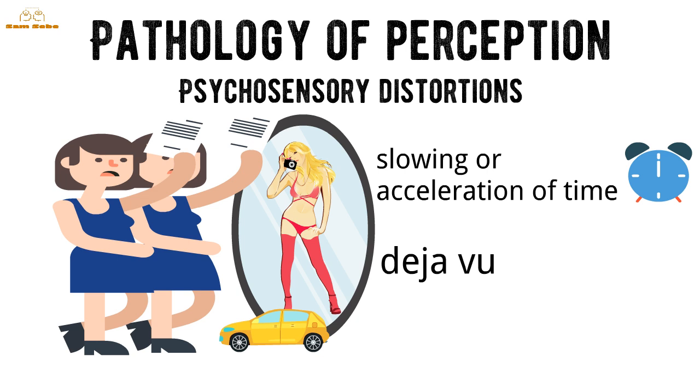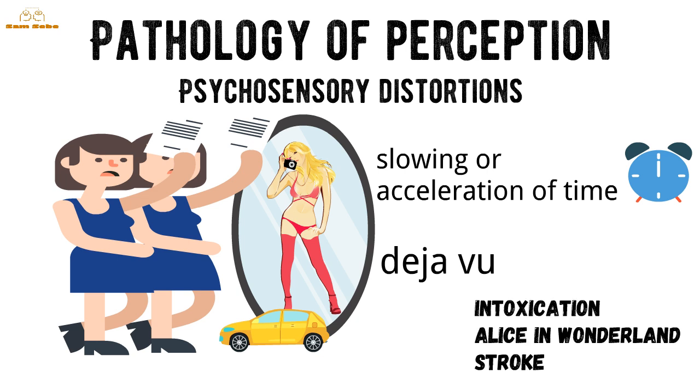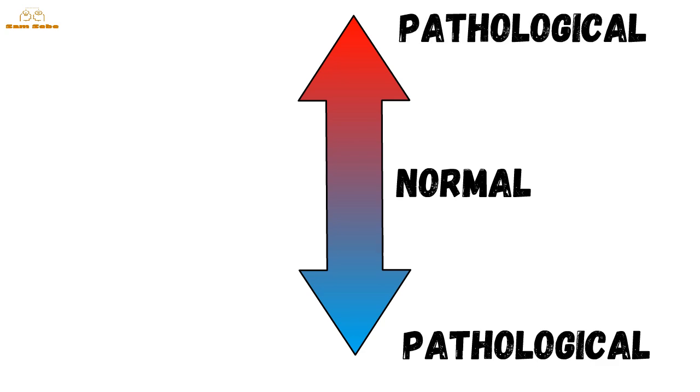Such phenomena may be caused by intoxication, for example, intoxication with hallucinogenic drugs, or by different neurological conditions, such as stroke or Alice in Wonderland syndrome. However, some of them may be observed even in healthy people, for example, déjà vu. At this point, it should be noted that not only déjà vu but many other psychiatric symptoms can sometimes be observed in healthy people. In psychiatry, there is no clear-cut border between normal and pathological.